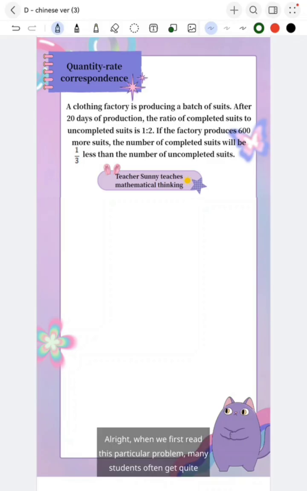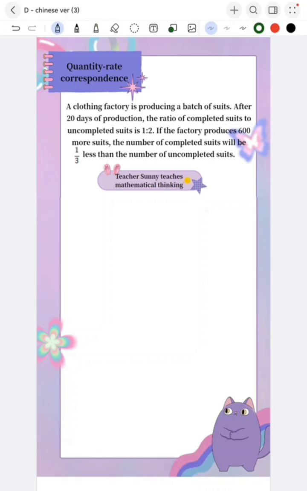When we first read this particular problem, many students often get quite confused, because there are a lot of parameters and a significant number of changes involved, making it genuinely hard to clearly distinguish between various things. That's precisely why the crucial step of analyzing the problem statement is exceptionally important. In our previous videos, Teacher Sunny has also consistently emphasized that thoroughly analyzing the problem is truly half the battle to success. Alright, let's take a look.